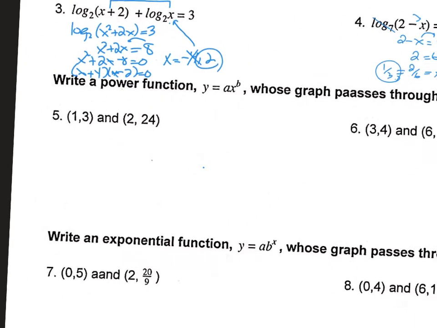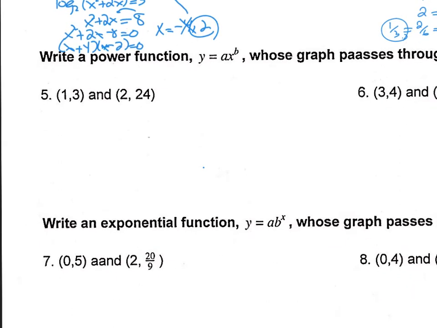All right. 5 and 6, what we worked on yesterday, you need to see that equation. Remember, you're trying to figure out what A and B are. So we're going to use these points. We're going to plug them in because they work. Put the 3 in for the Y, put the 1 in for the X, and then solve it for A.